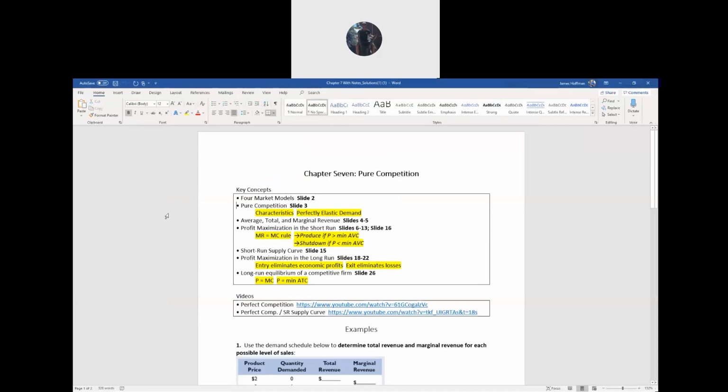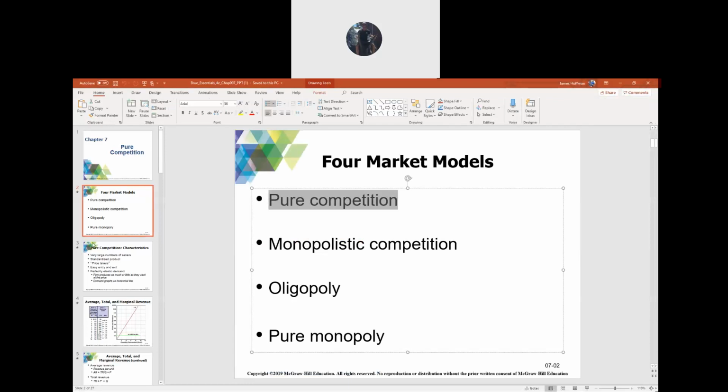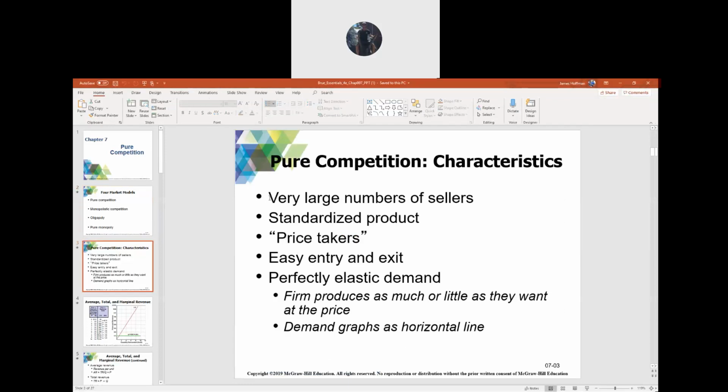Okay, so pure competition, let's define this type of market on slide 3. In this type of market, there's a very large number of sellers. There's no limit on the number of firms that can come in and compete in this type of market. We are looking at standardized products, which means that the assumption of this market is that everyone produces the same identical goods. So we're looking at perfect substitutes.